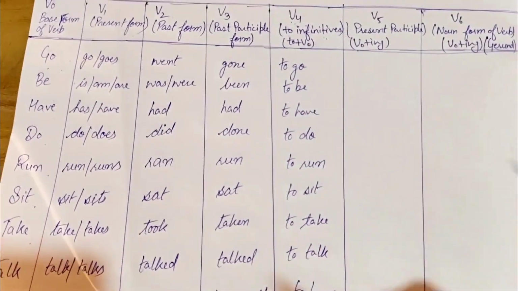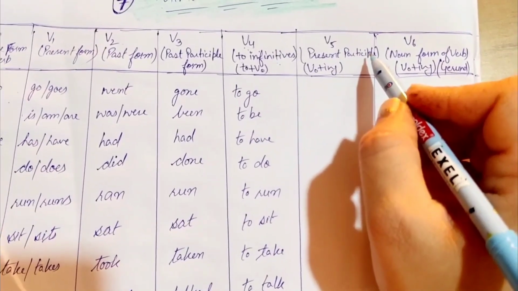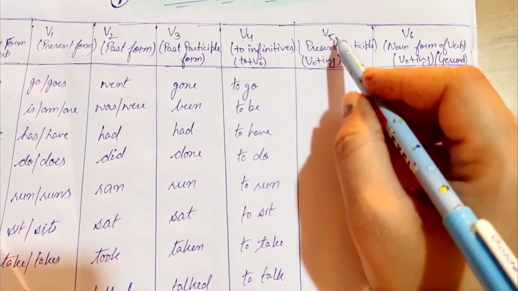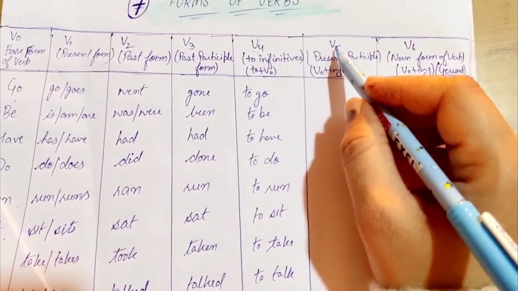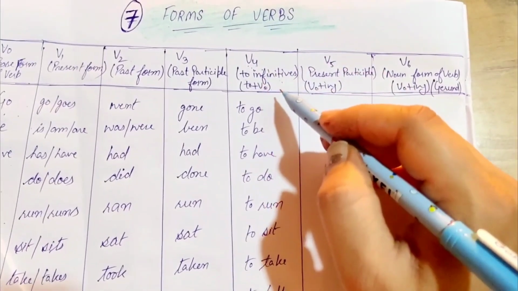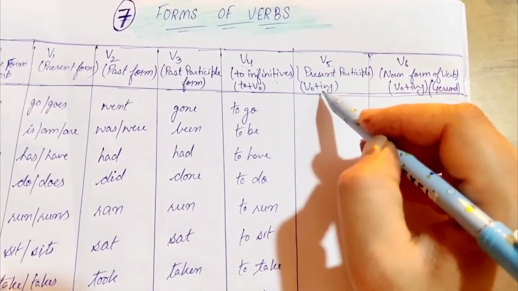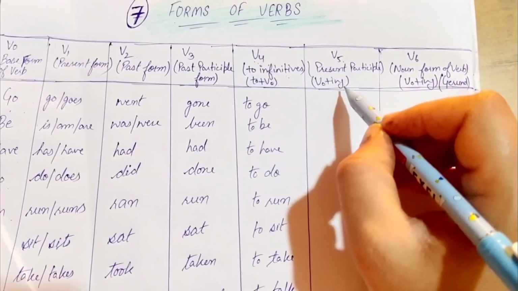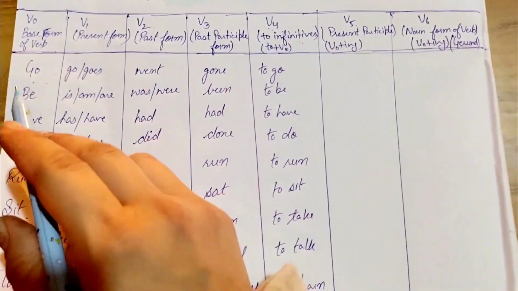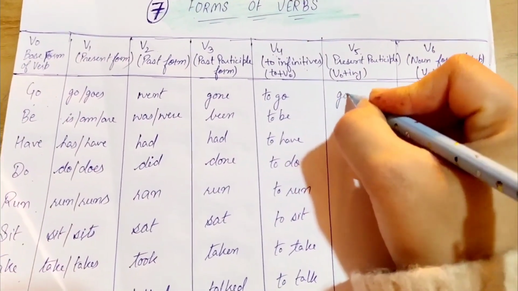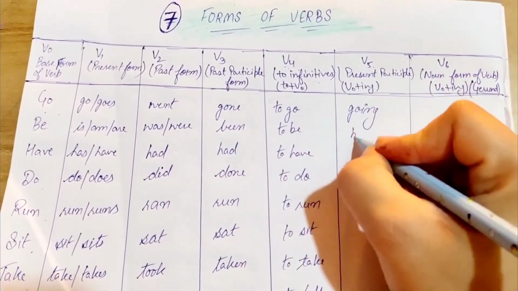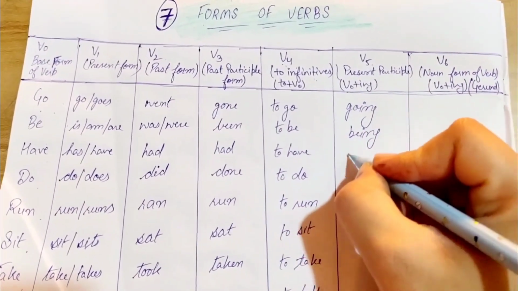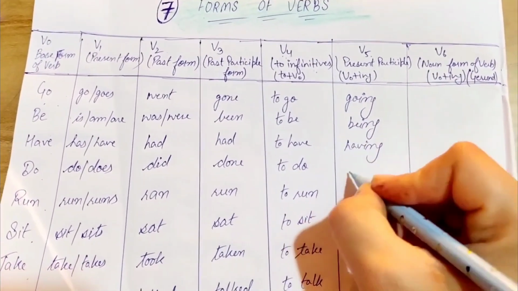Then comes present participle form. Here also I have given it the name V5, but this name is not decided for it. But to include it into this list, I have given it this name. This is a combination of V0 and ing. That means we have to add ing with verb base form. For example, from go, it will become going. From be, being. From have, having. From do, doing.